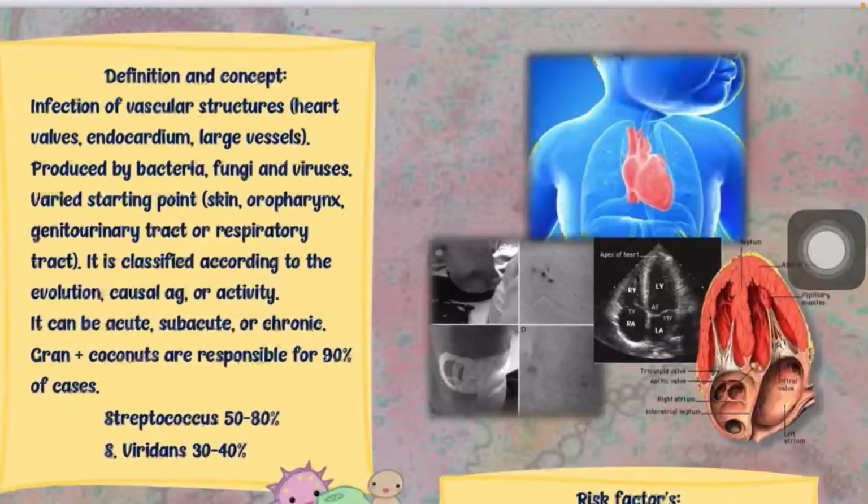It can start in the skin, in the oropharynx, in the genitourinary or respiratory tract, and it is classified according to the evolution, the causal agent, or the activity. It can be acute, subacute, or chronic, and the gram-positive cocci are responsible for 90% of the cases.